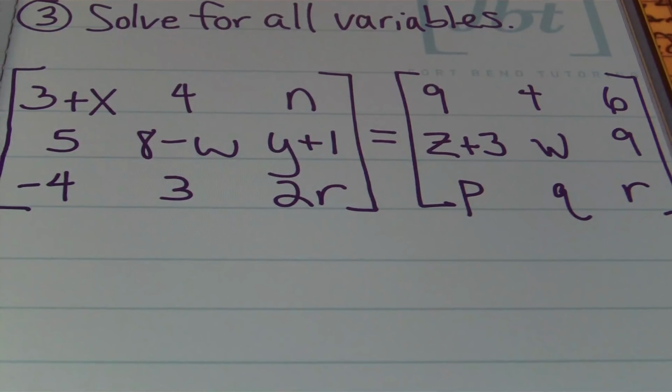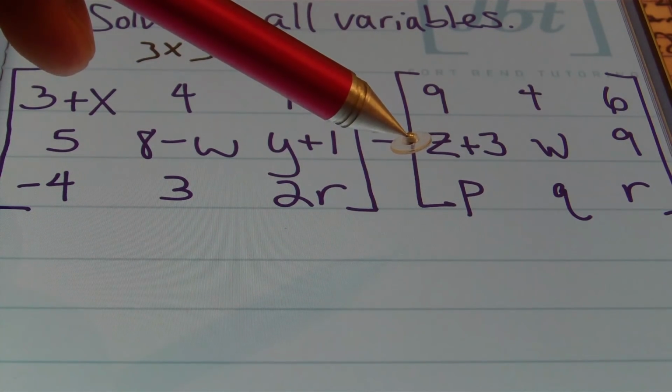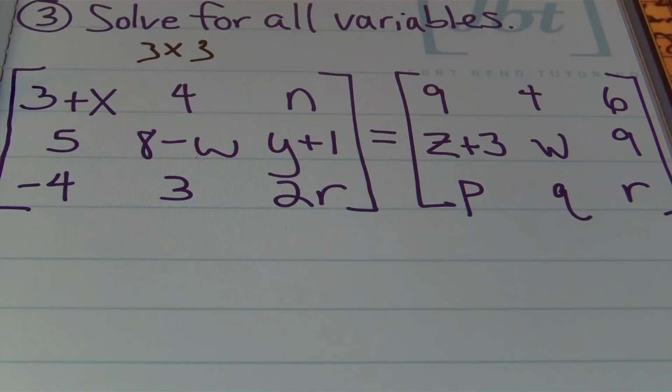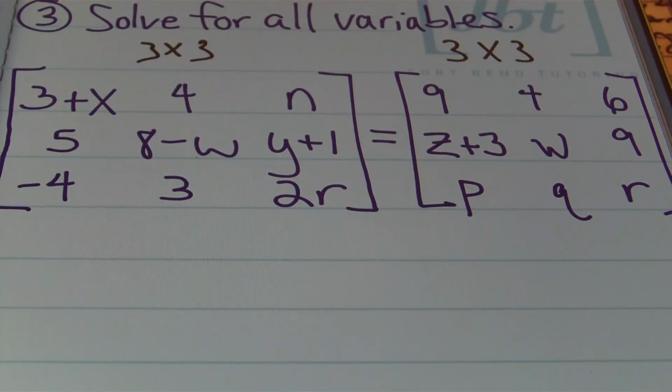So in this first matrix I see 3 rows, and I also see 3 columns. That means this is a 3 by 3 matrix. Let's make note of that up here. It must be set equal to another 3 by 3 matrix in order for us to solve for the variables in this equation. The second matrix has 3 rows and 3 columns. Interesting. That means we can set each corresponding element equal to one another. So that's exactly what I'll do.